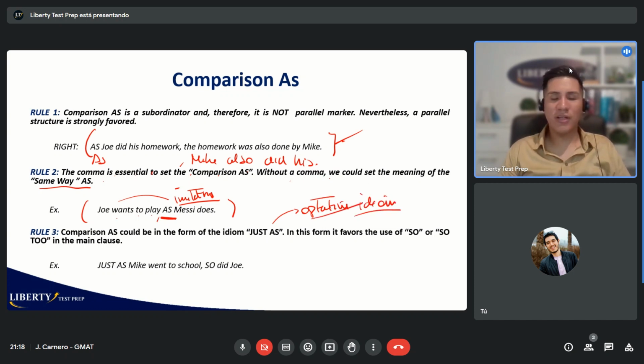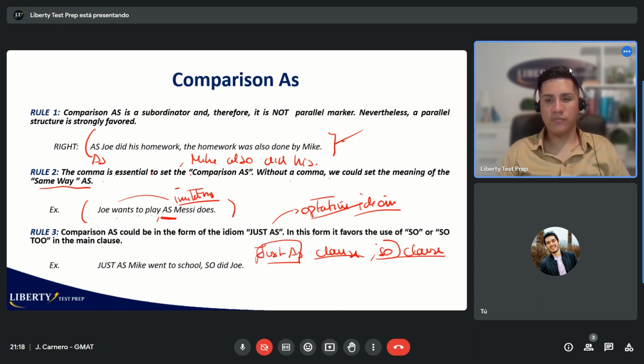Basically, it's not an idiom that if you don't have it, it will be wrong. It's an idiom that if you don't have it, it's just ugly. So the idiom for just as: you have your just as here. You're going to have one clause, a subordinate clause, comma, another clause, which is the main clause. But when you have just as, we would like to start the main clause with so. That's it. If you don't have so, so too will be fine also.